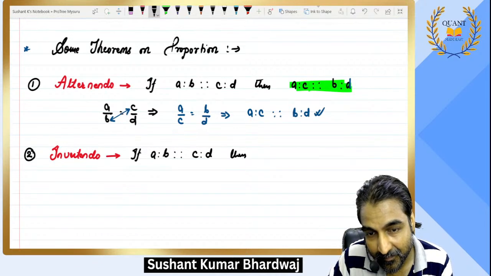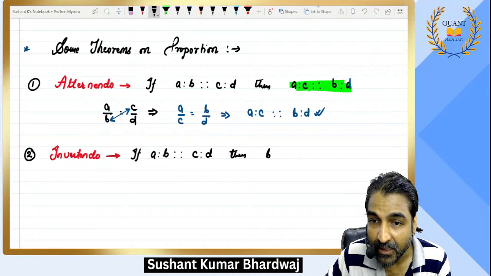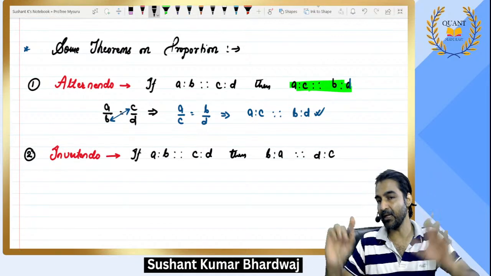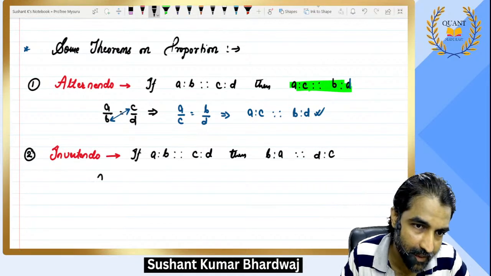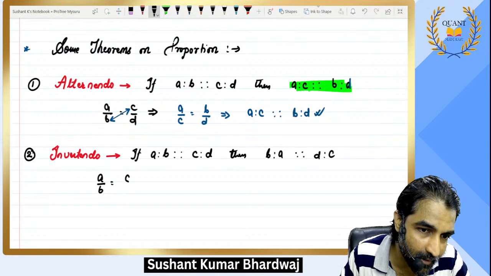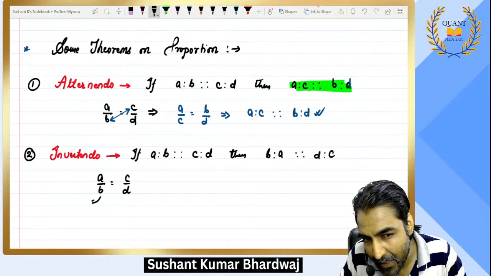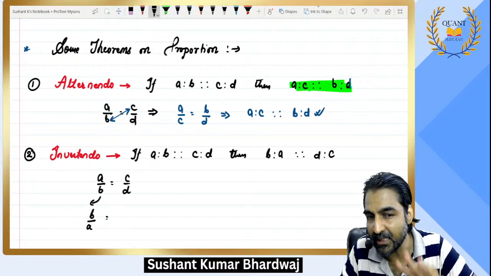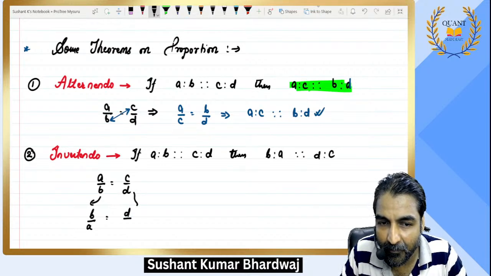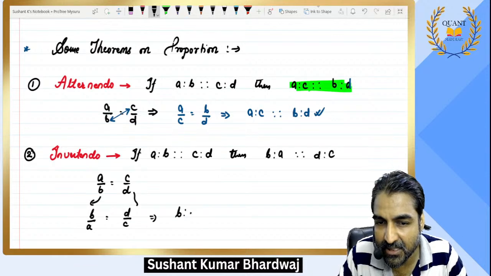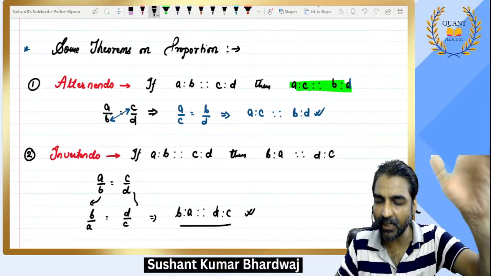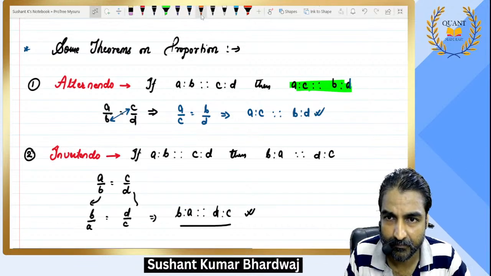Then B is to A is proportionate to D is to C. This is invertendo. Now see how. Given A upon B is equal to C upon D, the inverse of A upon B as a ratio is B upon A, and the inverse of C upon D is D upon C. This implies B is to A is proportionate to D is to C. Am I right? Is it clear?